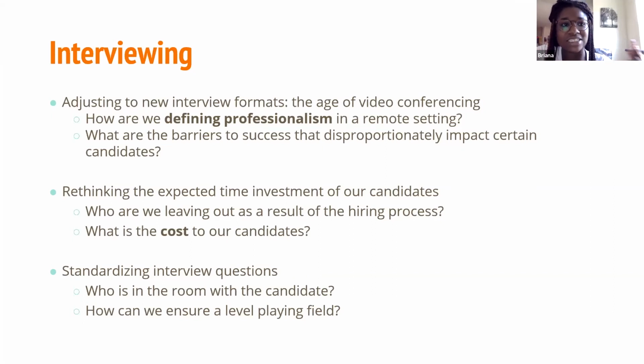And then the last piece there is standardizing interview questions, which is exactly what it sounds like: making sure you're asking the same exact questions in the same exact order to every candidate, so that the environment you're creating is equitable, and the opportunity for them to really showcase themselves and tell their story is equitable. It levels the playing field. It really does give people an equal chance to share what they need to share.